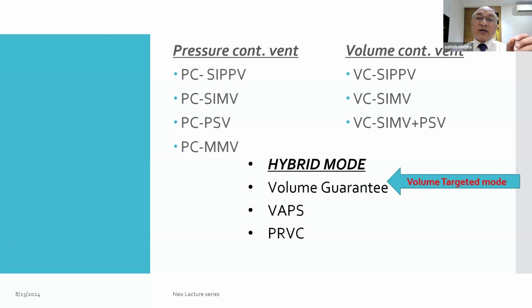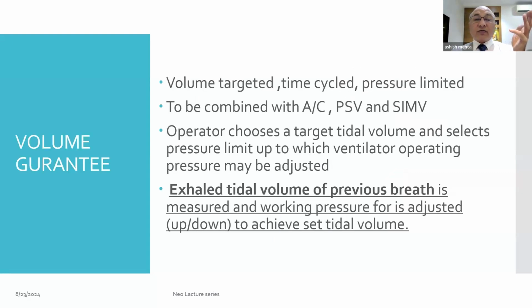That's why the best way to ventilate our babies is with volume guarantee, volume targeted ventilation, VAPS, that is volume assured pressure support, pressure regulated volume control, volume support ventilation. So many things are there. One of them may be good for a baby, and one needs to understand it indoor.